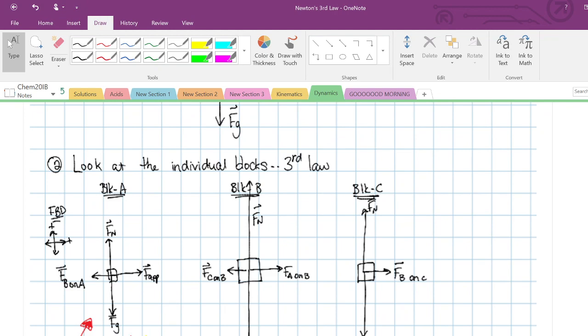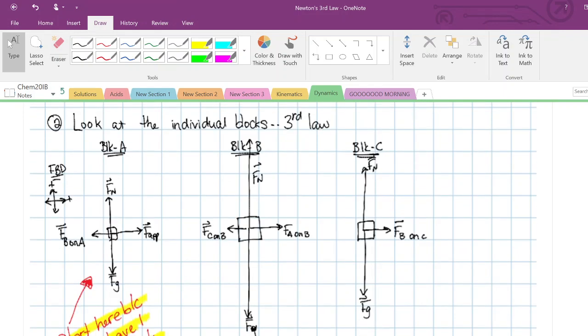So when we look at third law, we can't assume that we're looking at one massive system that's moving all together. We have to look at the individual blocks. So we're going to have to draw individual free body diagrams for all of the blocks. So for block A, I draw my free body diagram, and I know that I have my force applied being applied to block A. So I'm showing that force applied being applied to the right.